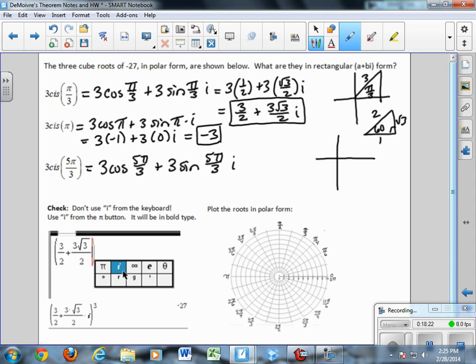Okay, so this has a pi over 3 reference. This is still a 60-degree reference angle, but this is negative, this is positive. So now my cosine value is still positive, but my sine value is going to be negative. So I multiply both of those by 3. So this is my third root right here. And if I raise that to the 3rd power, I will also get -27.